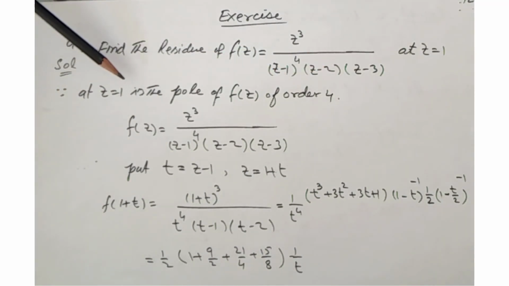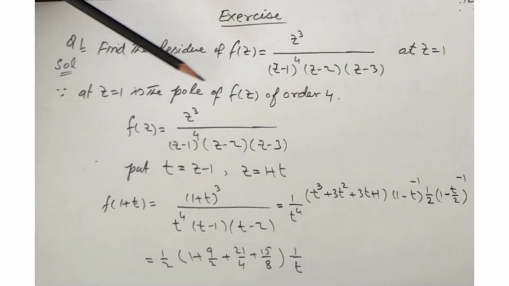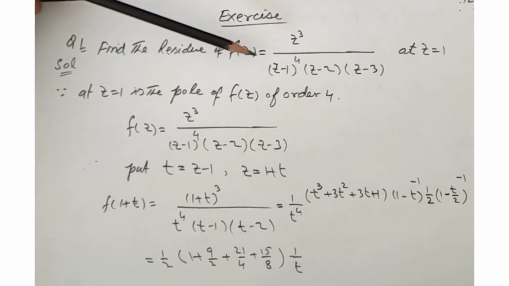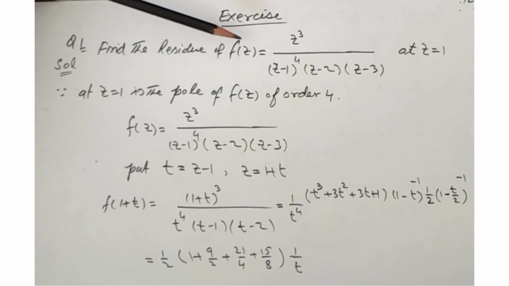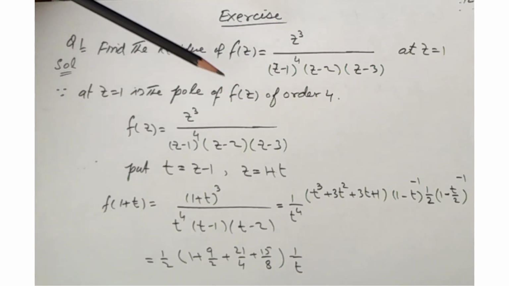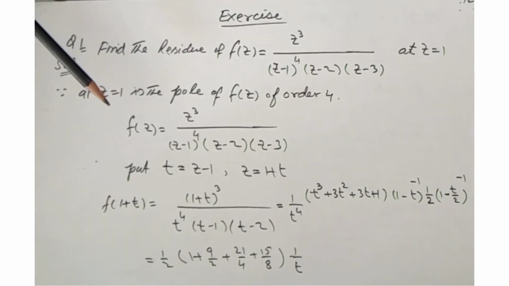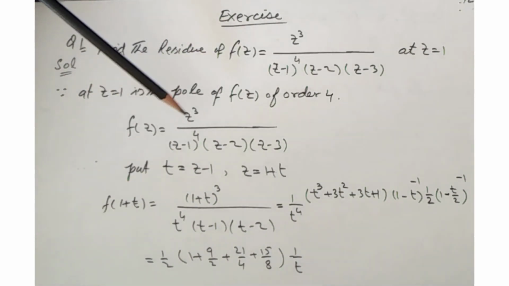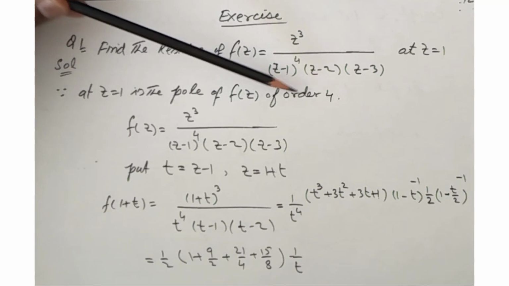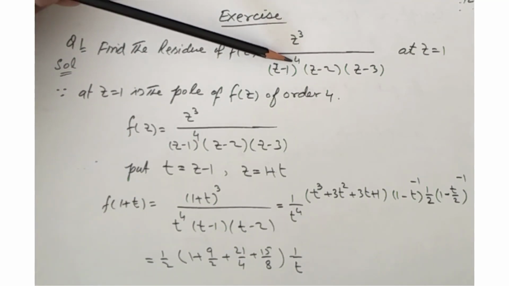At z equal to 1 is the pole of the function of order 4, because when we put z equal to 1, we get the function as infinity. Total becomes infinity. And we say that z equal to 1 is the pole of f of z of order 4. Because of this power, we say the order is 4. If here it is 3, the order will be 3. If here it is 2, the order will be 2. Because of this, 4 is the order of the pole.